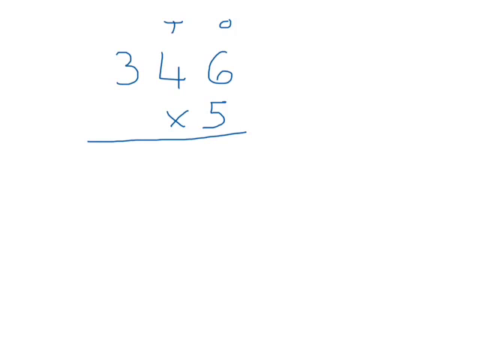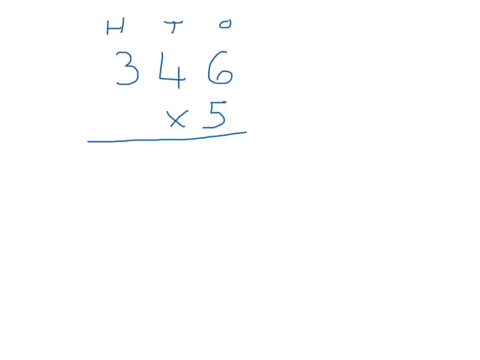Multiplying a large number by a single digit the expanded way. If we take the number 346 and we want to multiply it by 5, I'm going to draw a line here. Now the expanded method, we multiply firstly the ones house, then the tens house, and then the hundreds house.